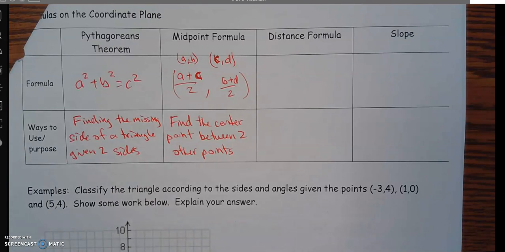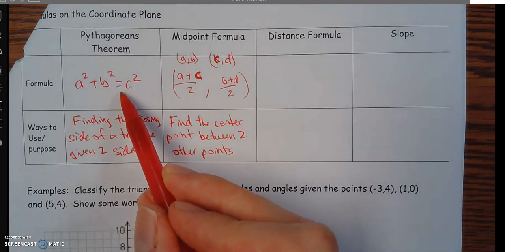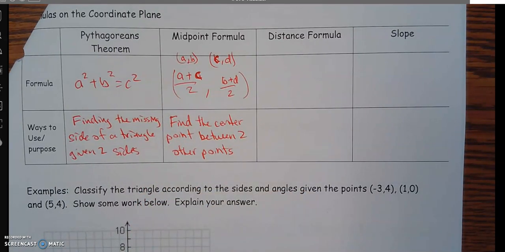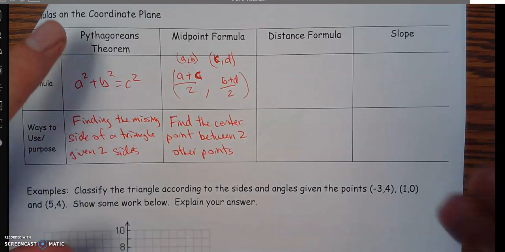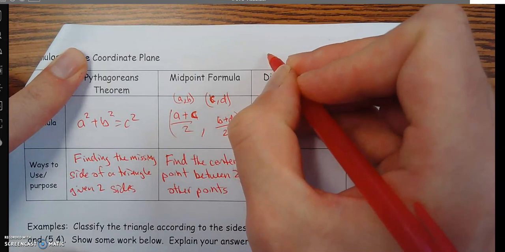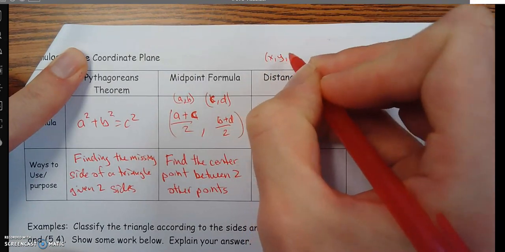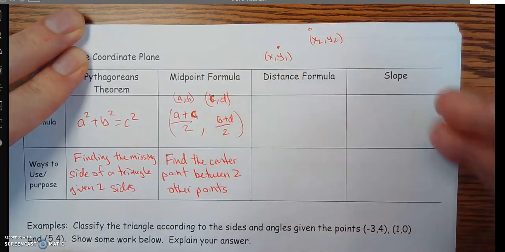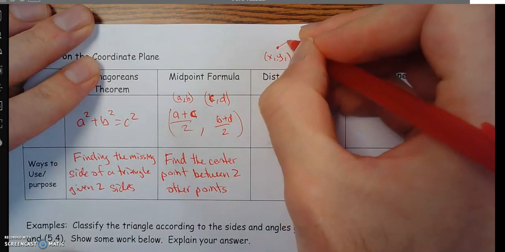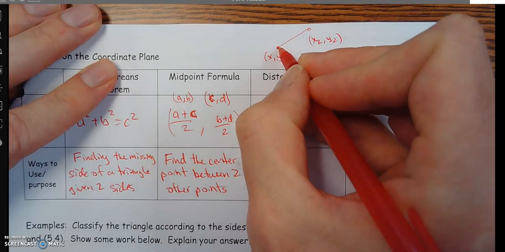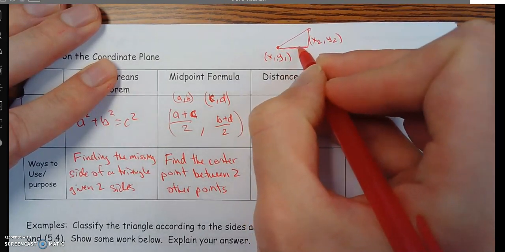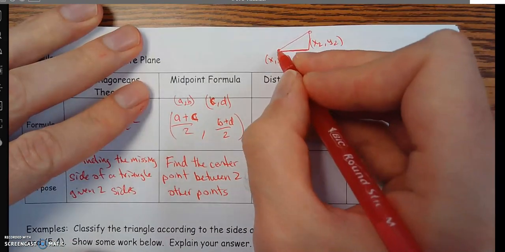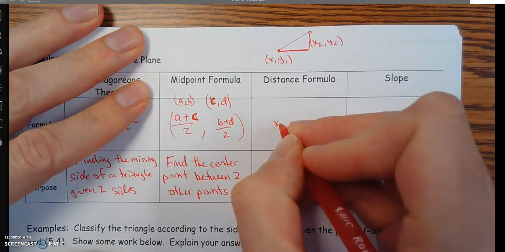Now the distance formula is based off the Pythagorean theorem. It's just really applicable to the Cartesian plane. So if you have these two points, if I draw it up here, we have x1, y1 here, and over here I have x2, y2, and I want to find the distance between them. I'm going to make a right triangle out of it first. Now this side right here is the horizontal difference, so that's the x's. So I would take x1 minus x2.